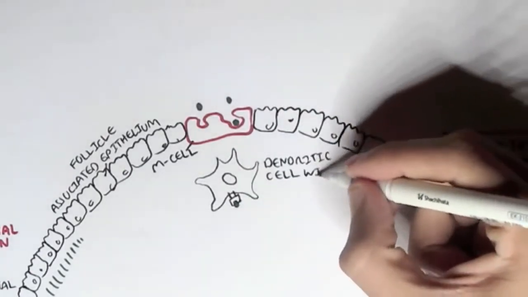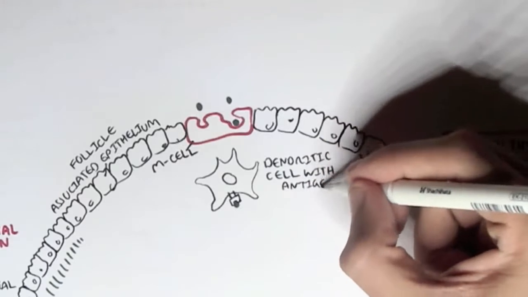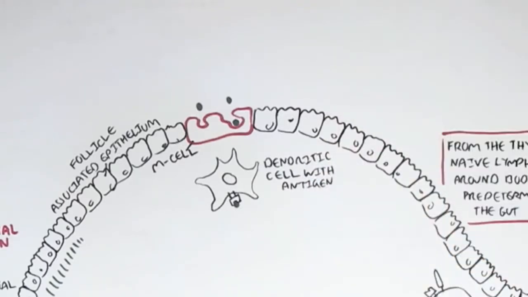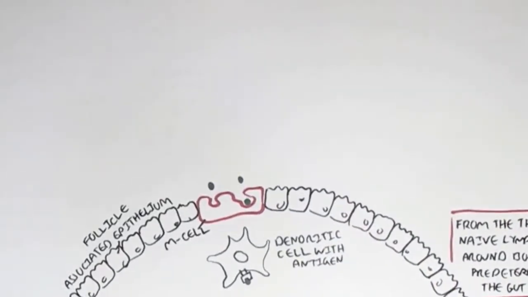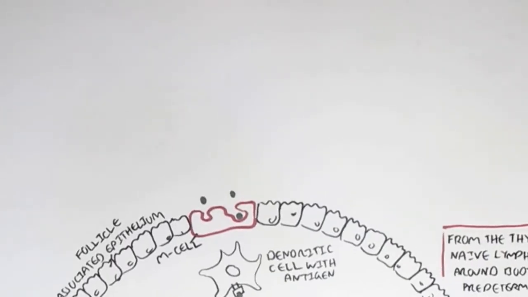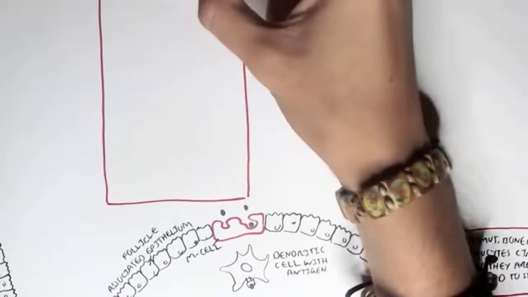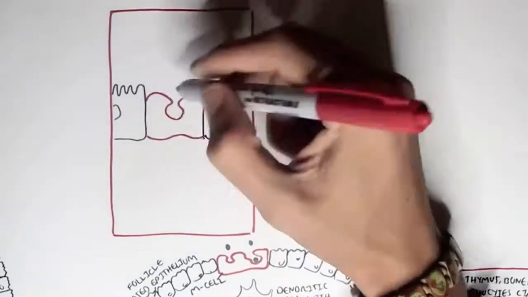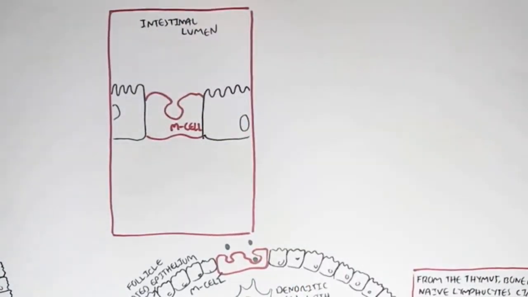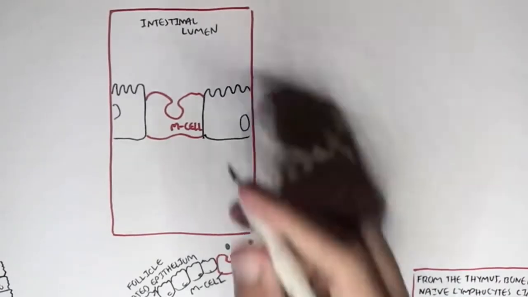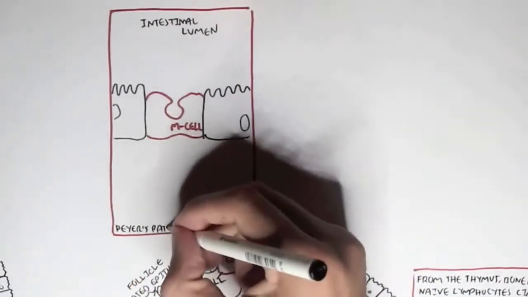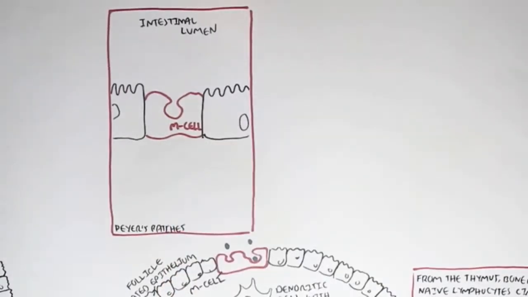So how does this process occur? How does the M cell take up the antigen and essentially tell the dendritic cell that there is an antigen? And where's the communication between the M cell and the dendritic cell? Well, here we have the follicle-associated epithelial cells, and here we have the M cell. Here we have the intestinal lumen where the food passes through and where the pathogens and their antigens are, and here are the Peyer's patches where all the immune cells reside, well, some of them.